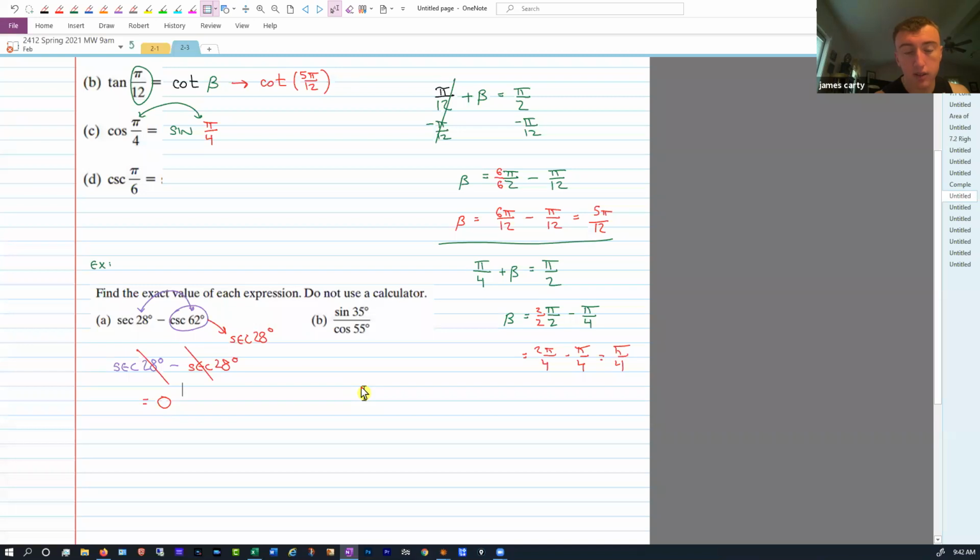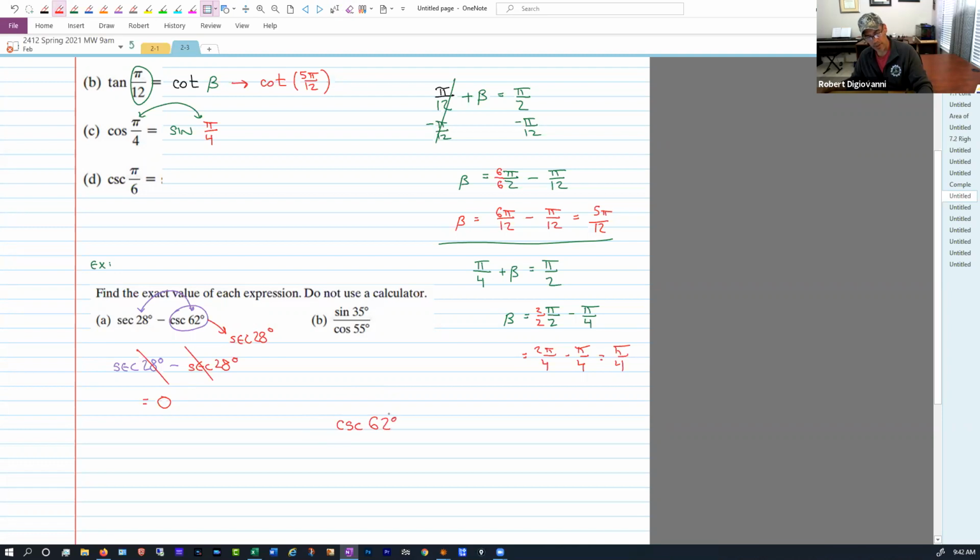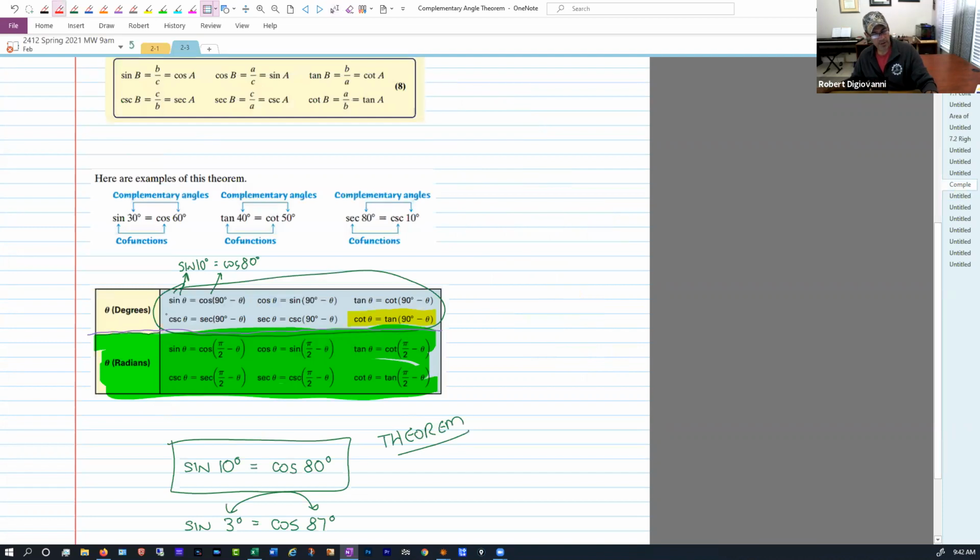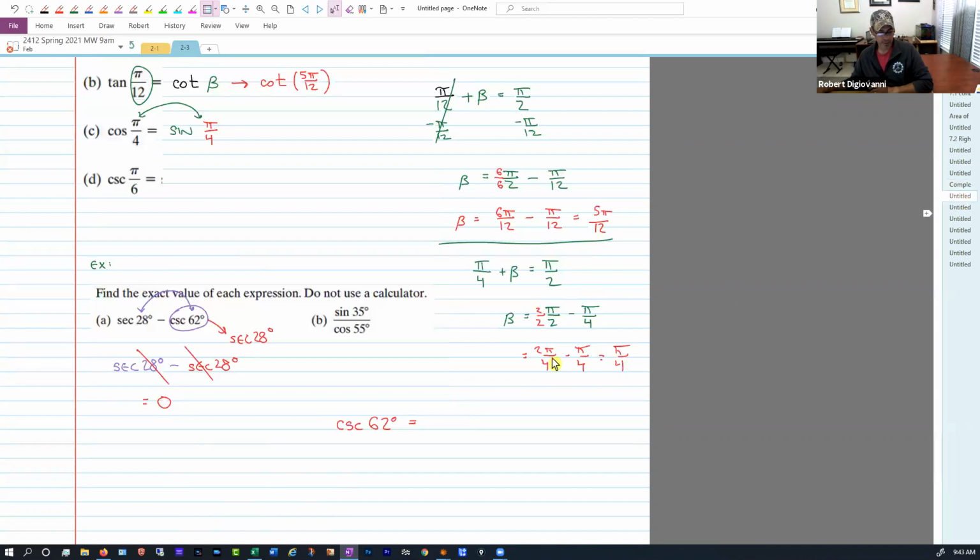Professor, how's that secant of 28 again? Just looking at cosecant of 62 degrees. If we just started with this problem and I said use the table, you could come right here to this one and you could say cosecant of 62 would be equal to secant of 90 minus 62. And 90 minus 62 would be 28. So it turns right into secant of 28. Yes, sir. Thank you.